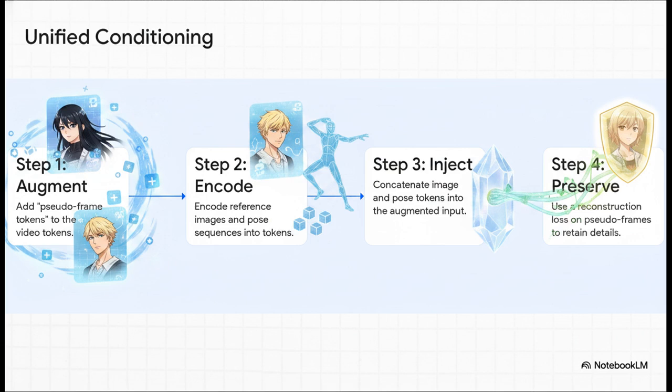Think of them as dedicated slots. The reference image tokens get concatenated into these pseudo-frame slots, while the pose tokens get concatenated right alongside the actual video tokens. But here's the kicker. They apply a reconstruction loss to those pseudo-frames. This is a brilliant move because it forces the model to pay super close attention to the details in the reference image, which is how they maintain such high fidelity to the subject's appearance.